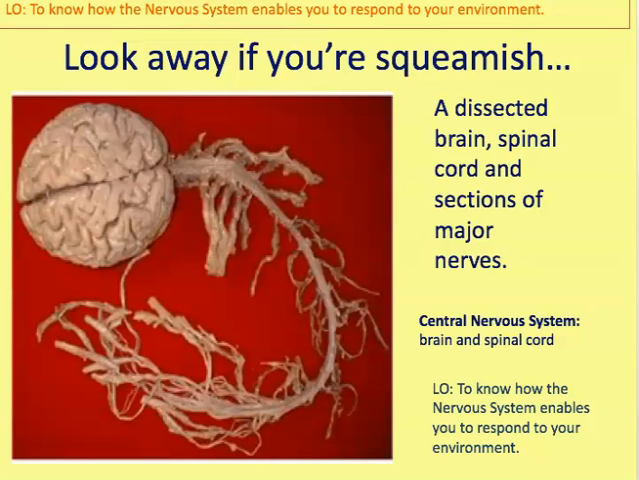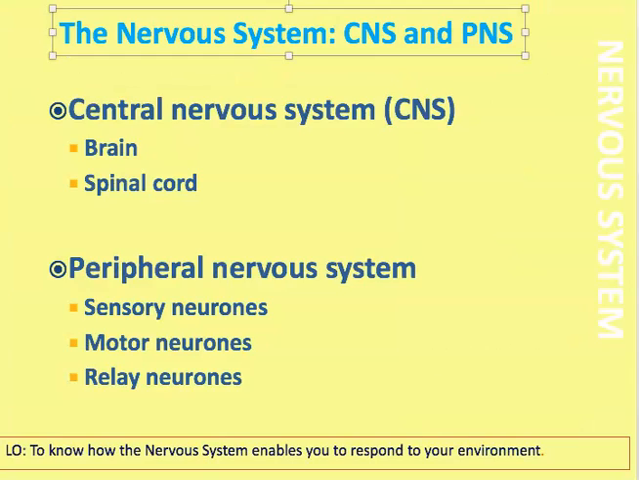Okay, so just to summarise that little bit, we can look at the nervous system as 2 separate parts. So we've got the central nervous system, as we've just described, which is the brain and the spinal cord, and we've also got the peripheral nervous system, which are your sensory neurons, your motor neurons, and your relay neurons, which we will learn more about later in today's lesson and in future lessons.